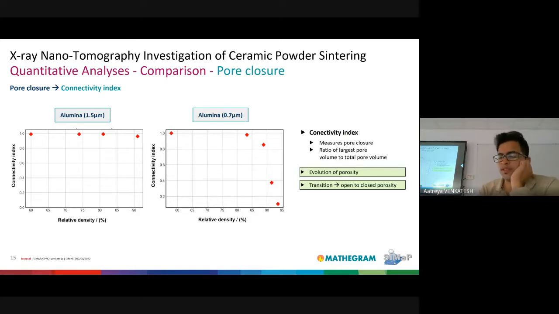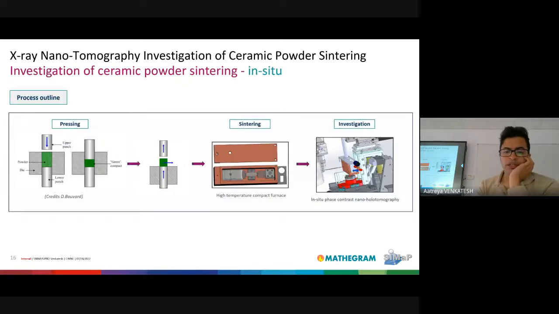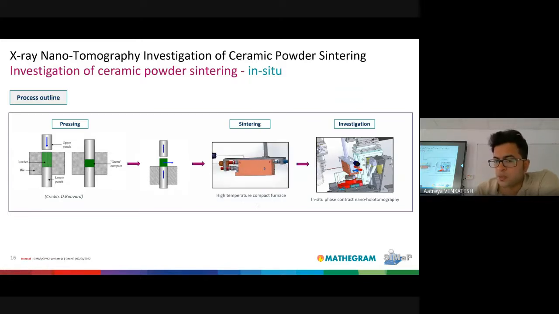So, I mean, this is just a few examples of what we can do, but we have done a lot of other parameters as well. And moving on, taking it to the next level, let's say, we have recently successfully managed to do some in-situ nanotomography investigation of ceramic powder sintering. In this regard, we have developed and built this very compact high-temperature furnace, which is capable of going up to 1,500 degrees, thanks to its platinoid resistor, which provides a stable and homogeneous temperature inside the furnace.